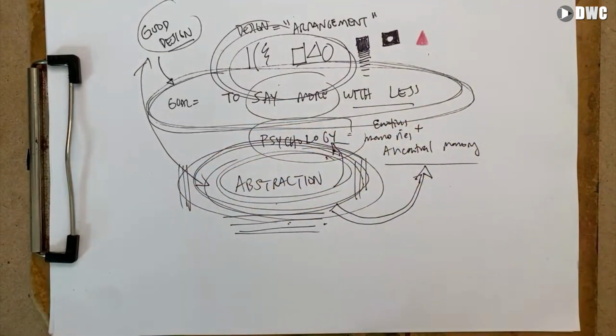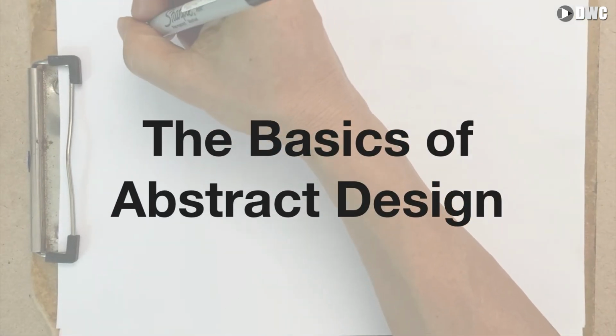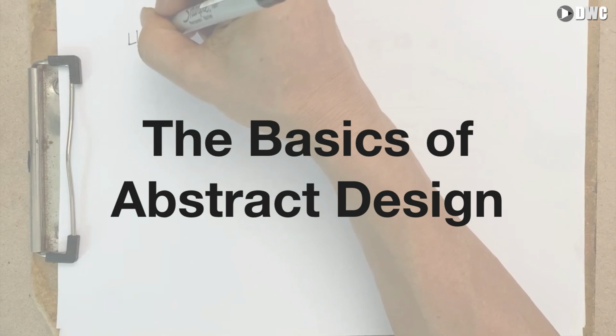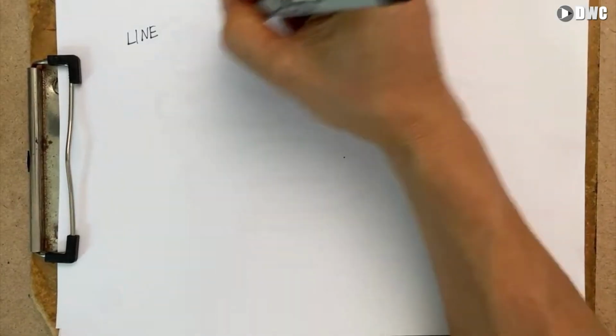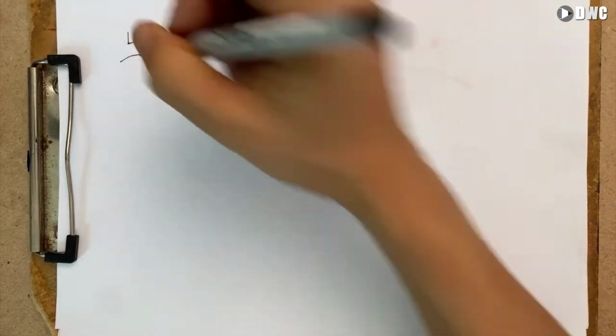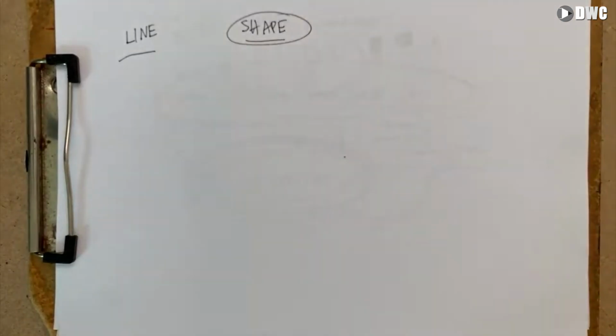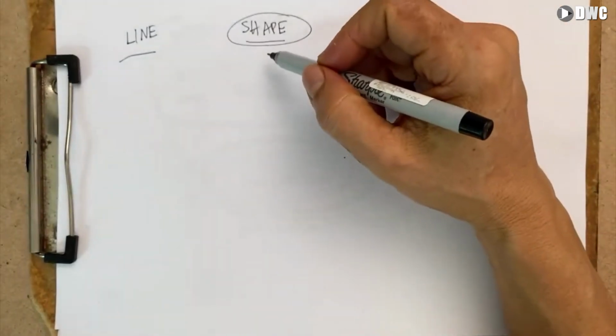I'm going to show you how I look at abstraction, how we can use abstraction, and how it works, and then how we can improve abstraction. So I just want to cover abstraction, the basics first, so that you know what's important. So we know that we need line and shape. Before we do that, let's talk about shape. Shape and psychology.